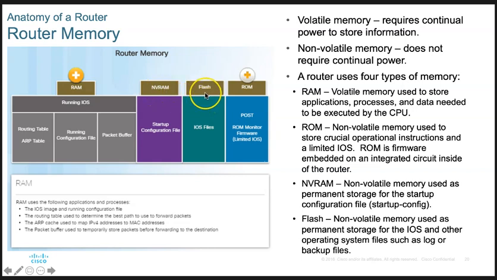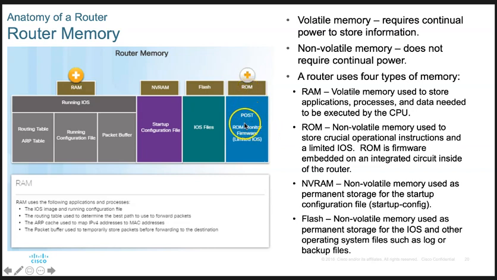The next type of memory is known as flash RAM. Flash RAM, which is also like the BIOS if you want, for a PC. In the flash RAM, the router stores the operating system file. So the operating system, Cisco IOS, lives in the flash RAM. And finally, ROM, read-only memory.